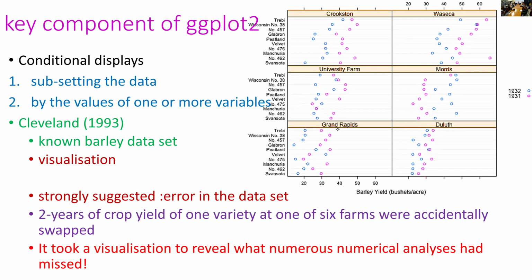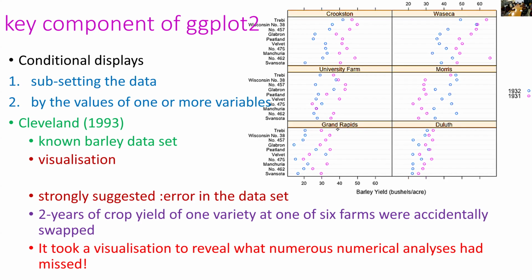Crookston, Waseca, University Farm, Morris, Grand Rapids, Duluth. These are the 6 areas in US where they studied the barley production. All these, Trebi, Wisconsin, up to Svansota are types of barley. The blue dots are 1932. The red dot is 1931.